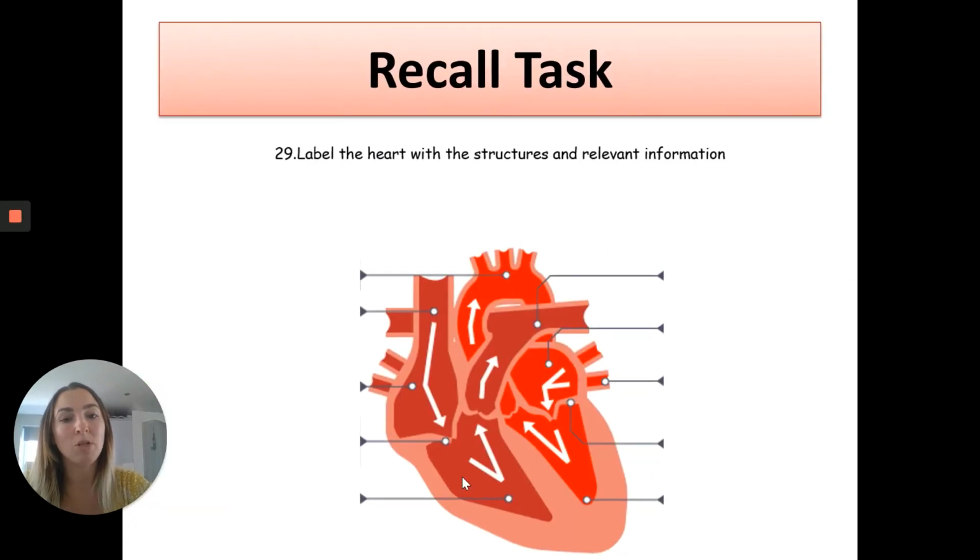Okay, so I want you to pause the video here, and I'd like you to have a go at labelling the heart.